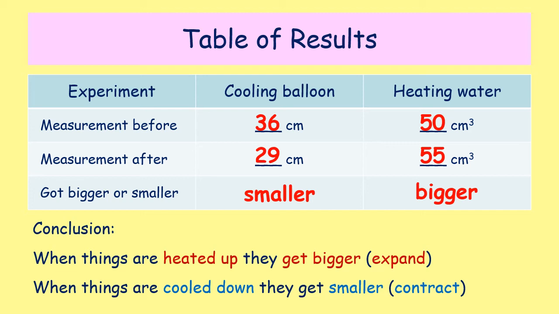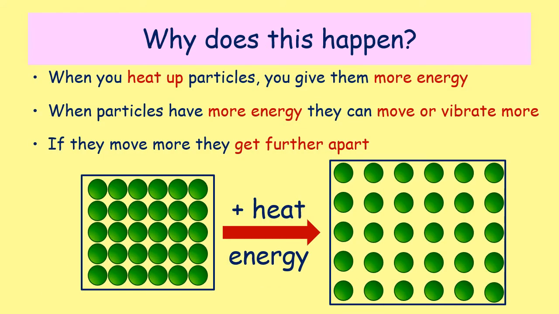And we also noticed that when we cool something down, it got smaller. And the scientific word for getting smaller is contract or contracting. So if you can try and learn and use the words expand and contract, that would be really useful and very scientific. Now, what we're going to look at is why that happens.